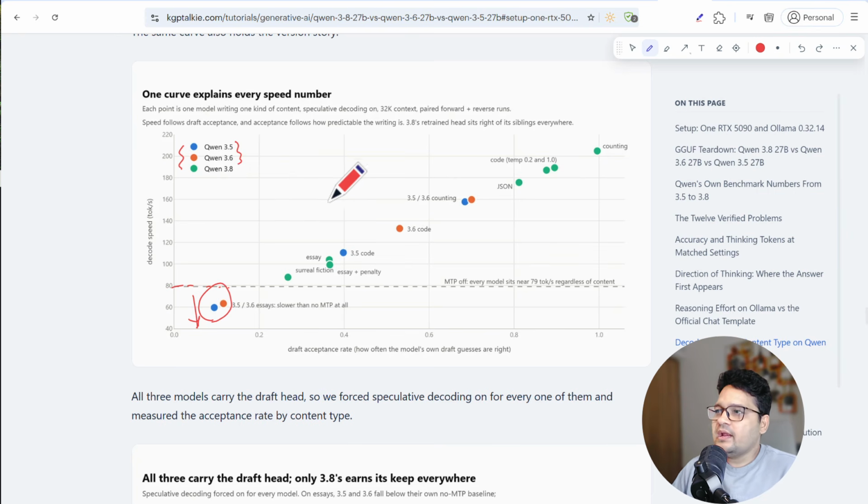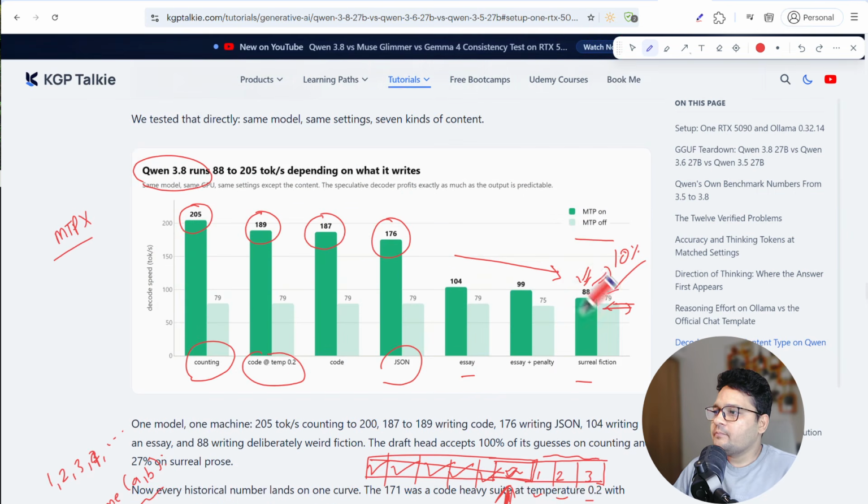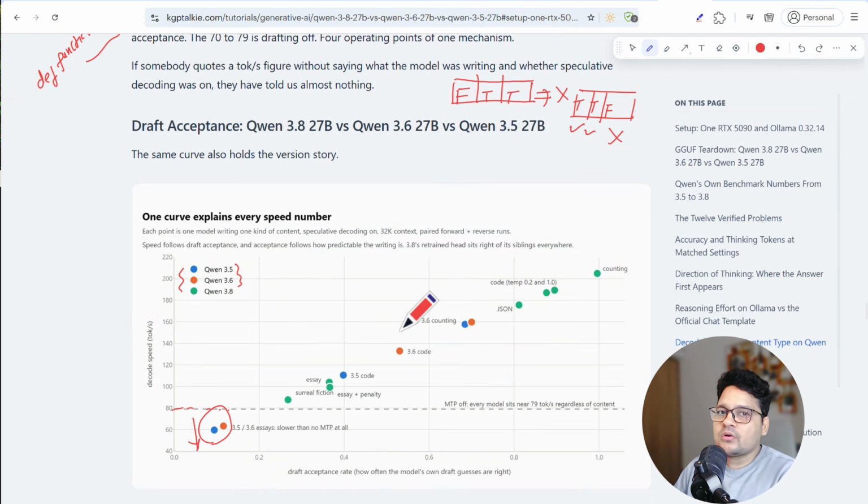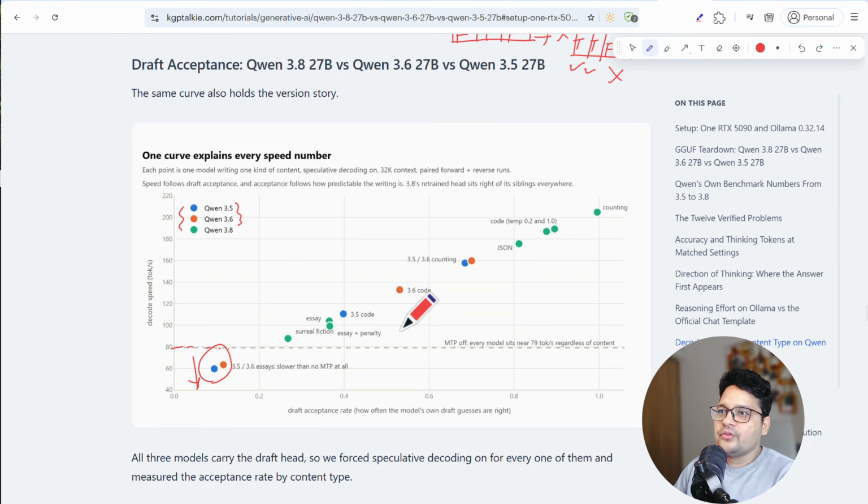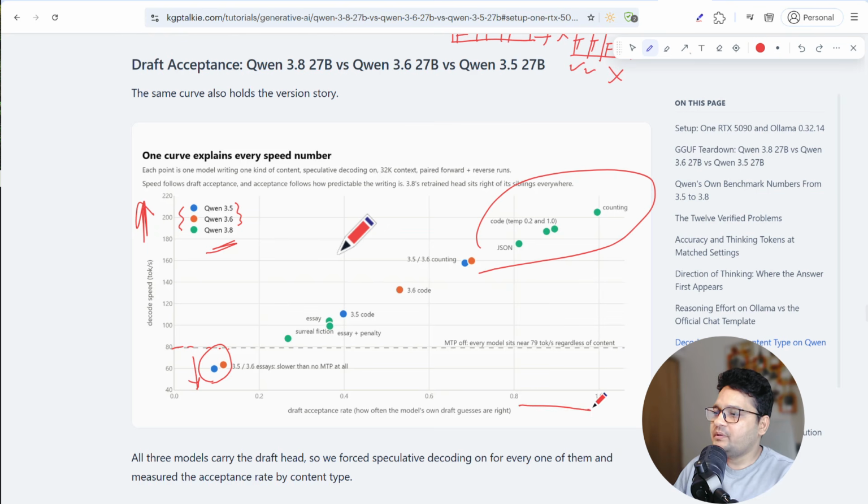Okay, so as we had seen in this diagram, as we move toward stories which cannot be predicted, the overall speed is going to decrease. Because of that, they never used MTP in Qwen 3.5 and Qwen 3.6. They use MTP only in Qwen 3.8. So you will notice Qwen 3.8 generation speed is really very high, and that is coming from the draft acceptance rate.